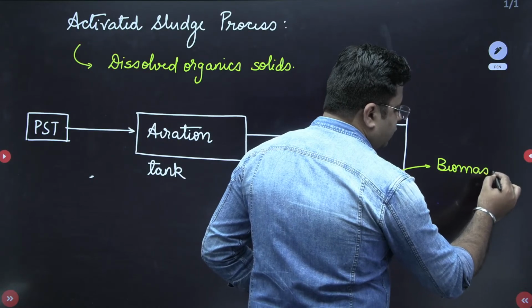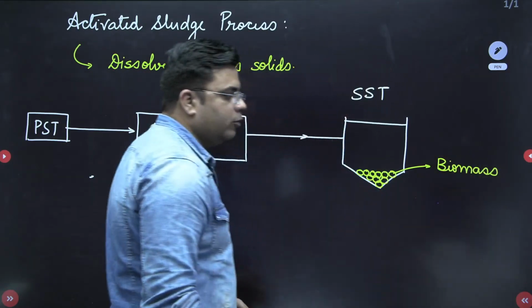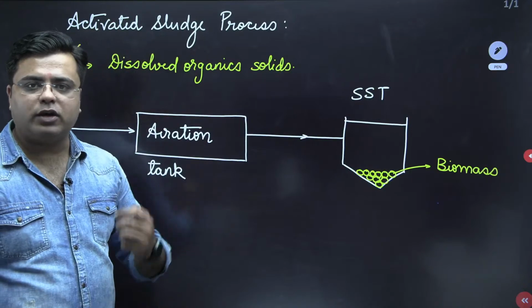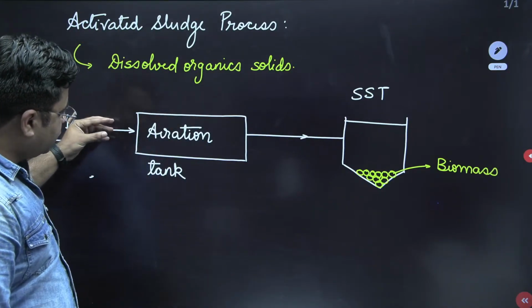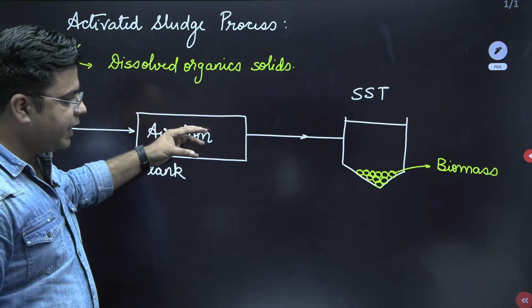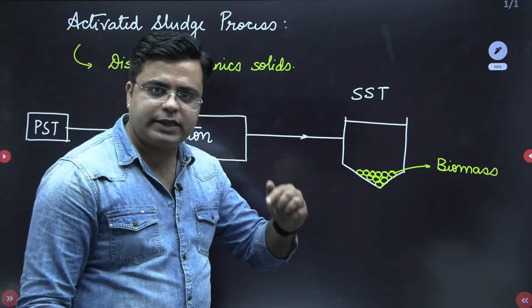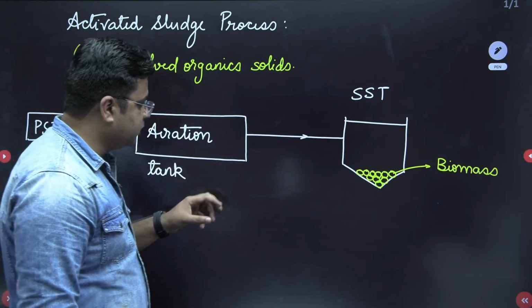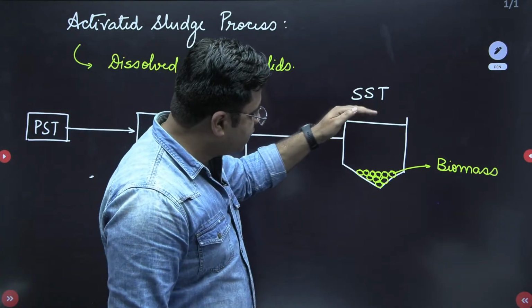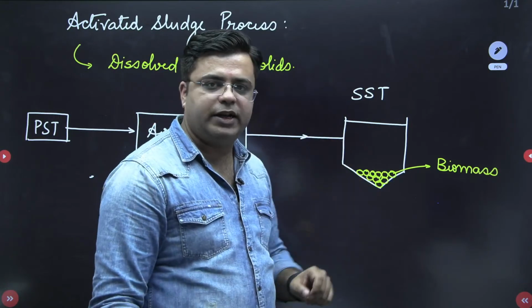This sludge is of biomass, and biomass is decomposed organic matter. Again, I'll repeat this. Wastewater is sent into the aeration tank where microorganisms carry out the decomposition of the organic matter to form the biomass.